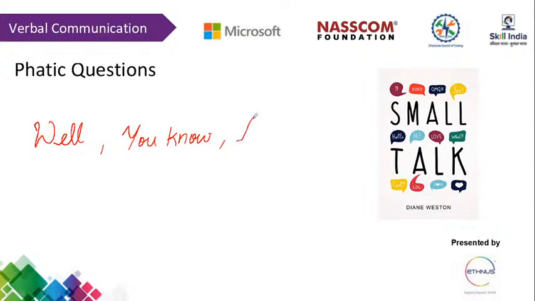Actually, we find people using basically also. Actually, this is also one type of term. Like, I mean, I have to be there. Something like that is also one of them. So these terms are part of the answers that you give whenever someone is asking a phatic question.